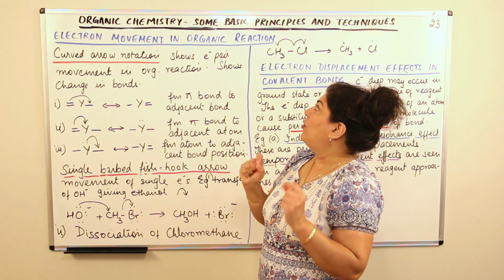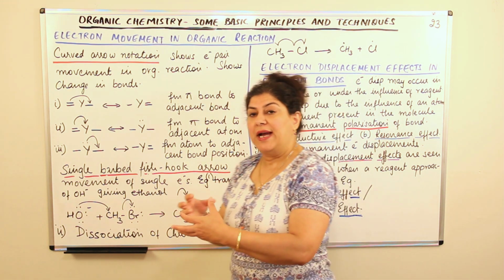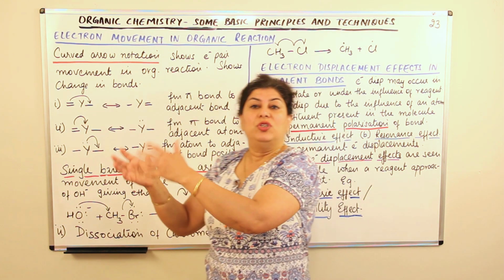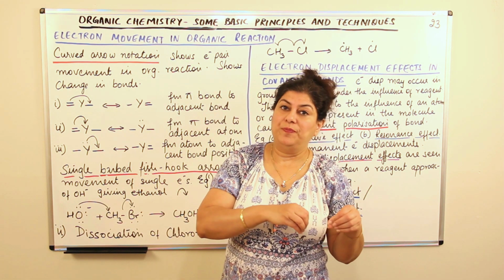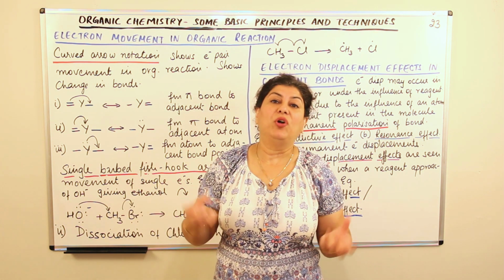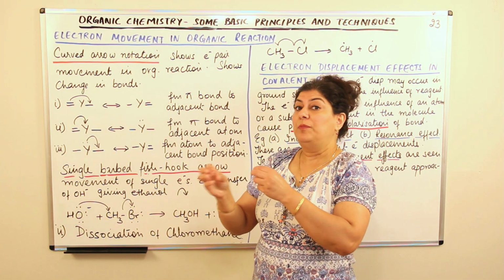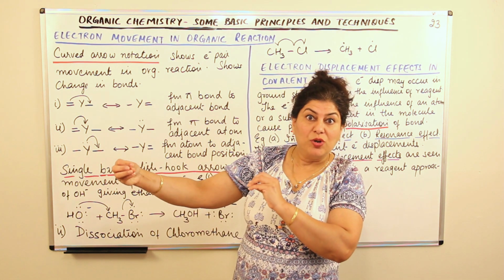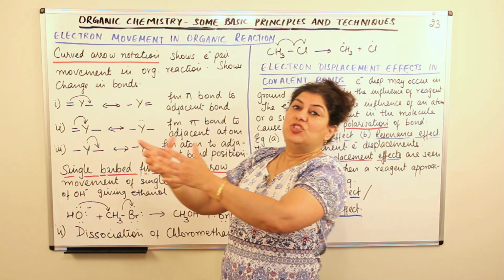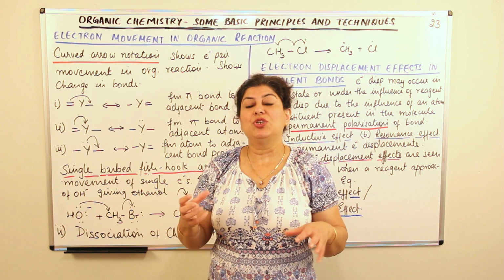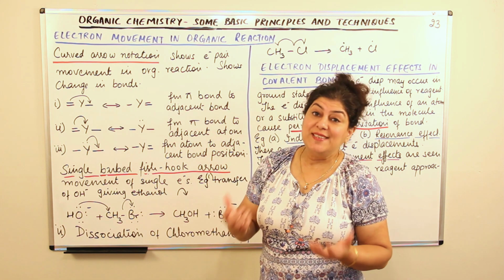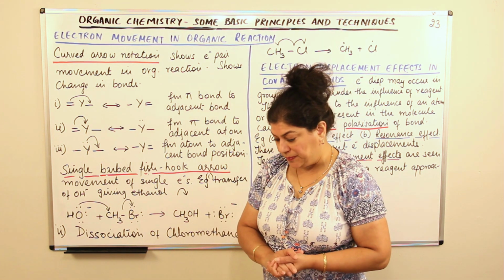Electron movement in organic reaction. I told you that in an organic reaction mechanism, or in any chemical reaction, previous bonds break and new bonds are formed. So there is a movement of electrons which causes this change in bonding. The breaking of bonds is separation of electrons. The formation of bonds is coming together of electrons. So when previous bonds break and new bonds are formed, in other words, what we are talking of is just the movement of electrons. So how do we represent these electrons in chemical reactions?